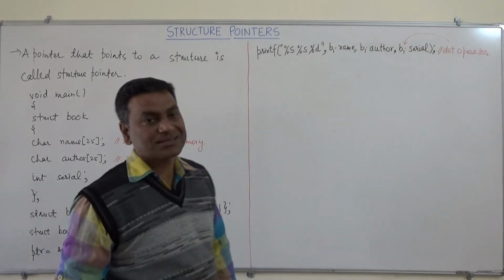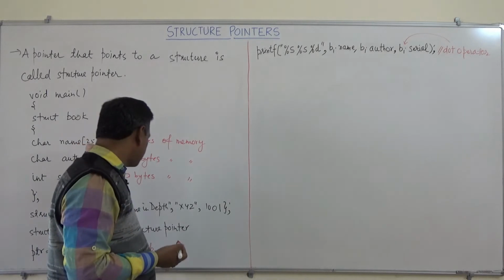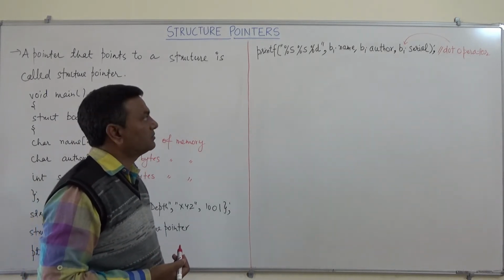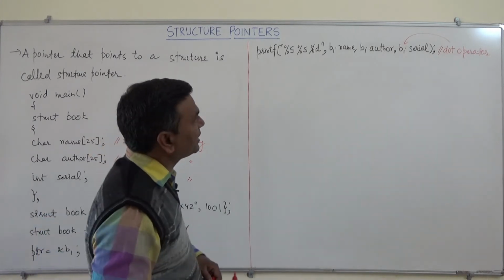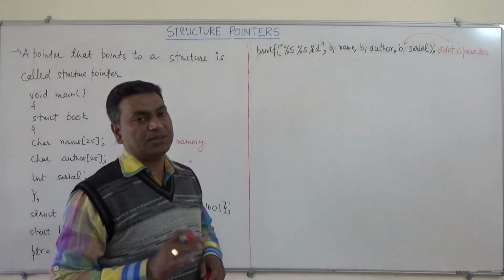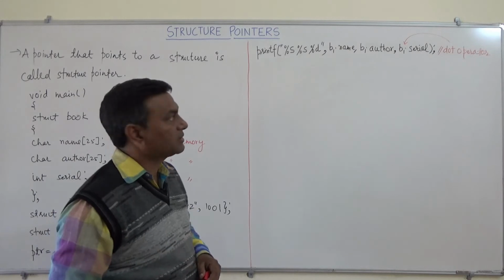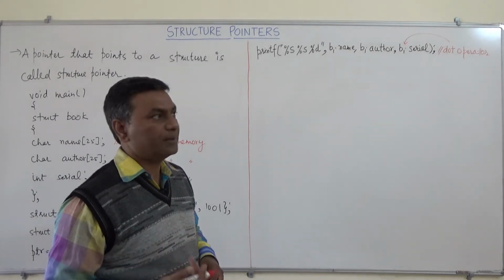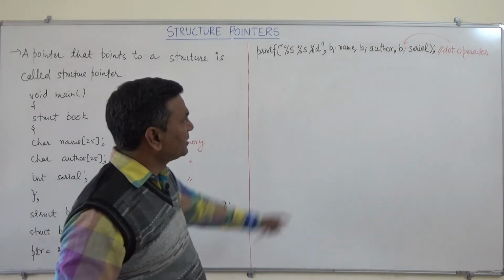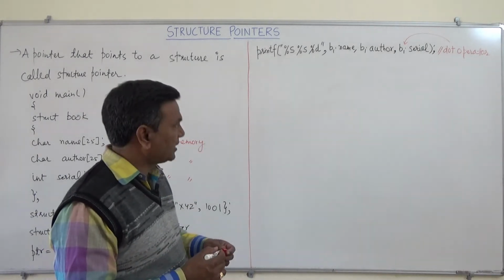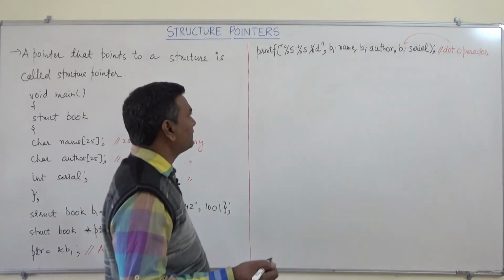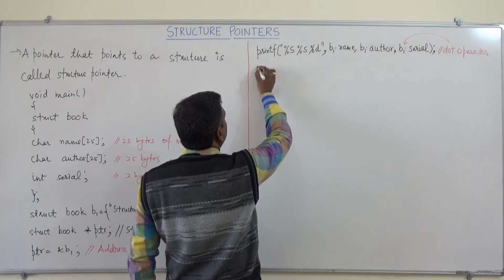So we can access the elements of the structure, the values of the structure, by using the dot. One thing that we should remember here: on the left hand side of the dot operator, if we are using the structure, then we must keep the structure variable. Now we will print the same values in a different manner by using the pointer.